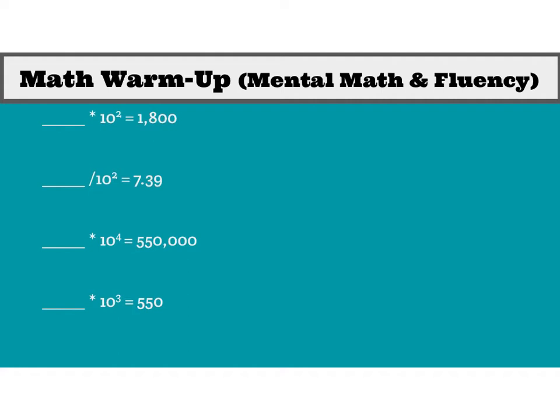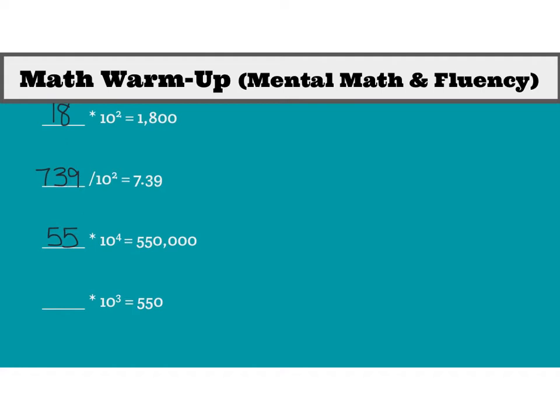All right, so if we take a look at our first problem, something times 10 to the second power equals 1,800. Our answer would be 18. Our second problem, something divided by 10 to the second power equals 7 39/100. So our answer would be 739. Our third problem, something times 10 to the fourth power equals 550,000. And that answer would be 55.